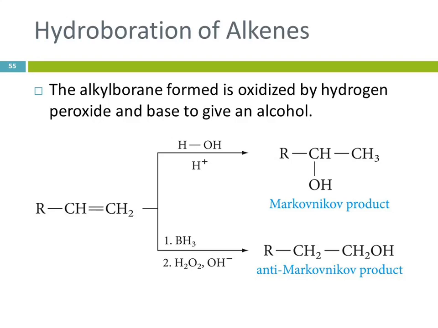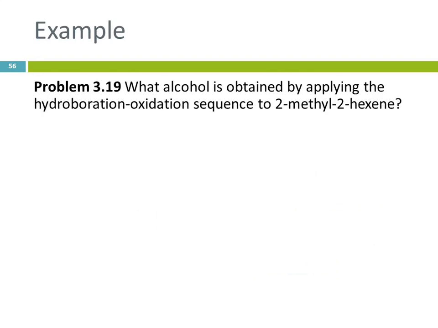So what do you need to know about this? What you need to know is that if we're using BH3, then you get the anti-Markovnikov product. We're not going to go into the mechanism. I think I showed you just enough that if you're curious, you can understand why it does that. But bottom line, if there's boron involved, it's the anti-Markovnikov product.